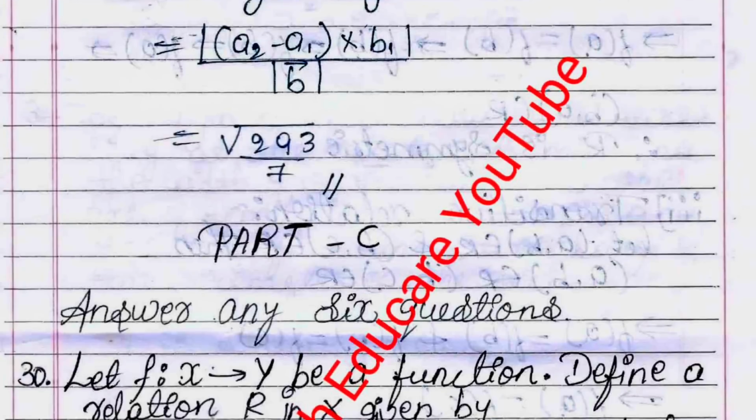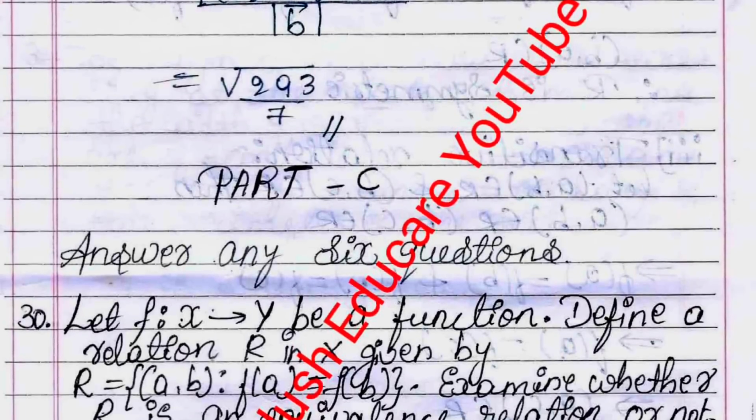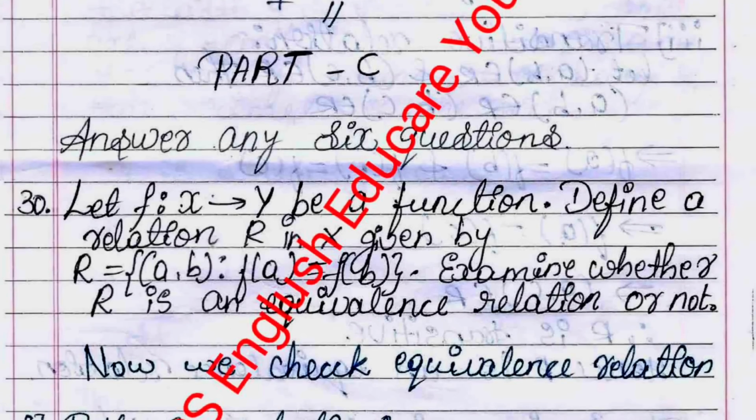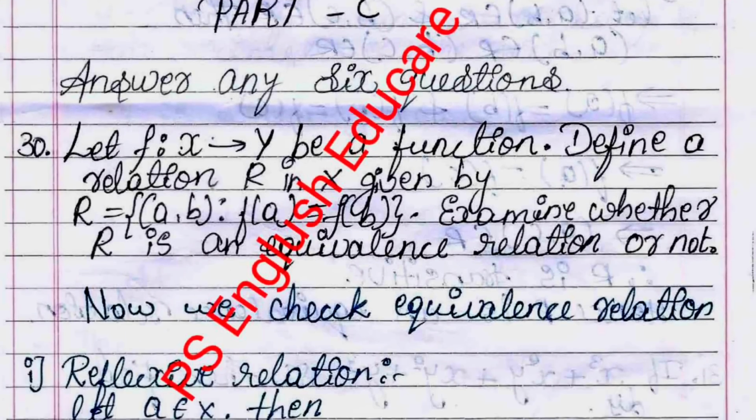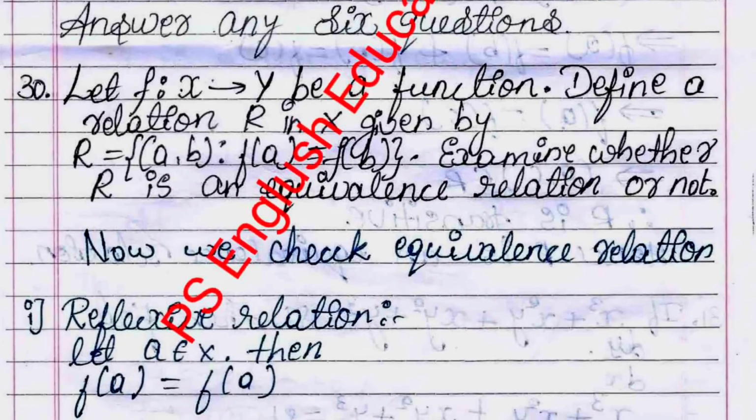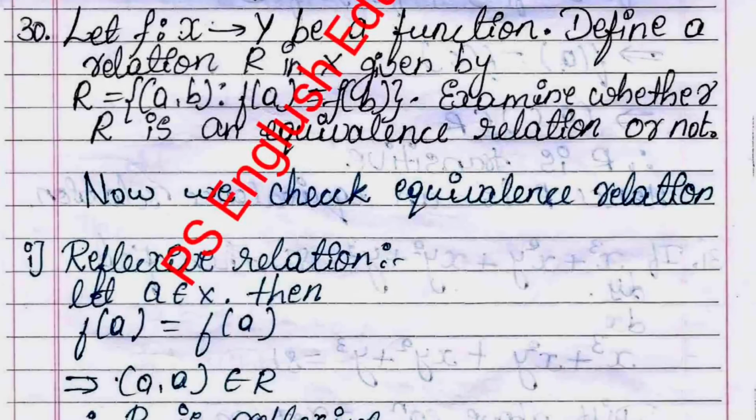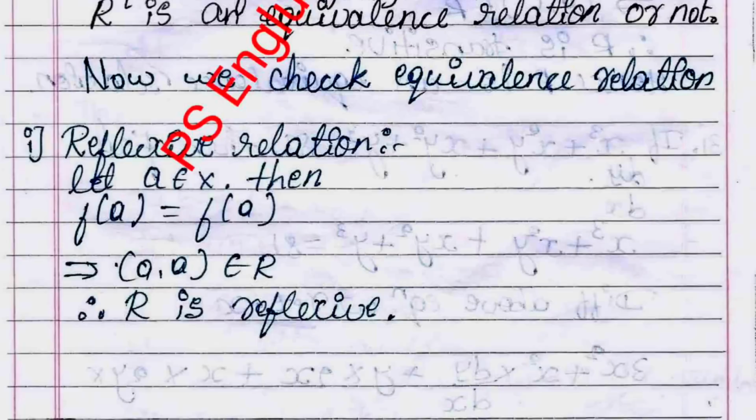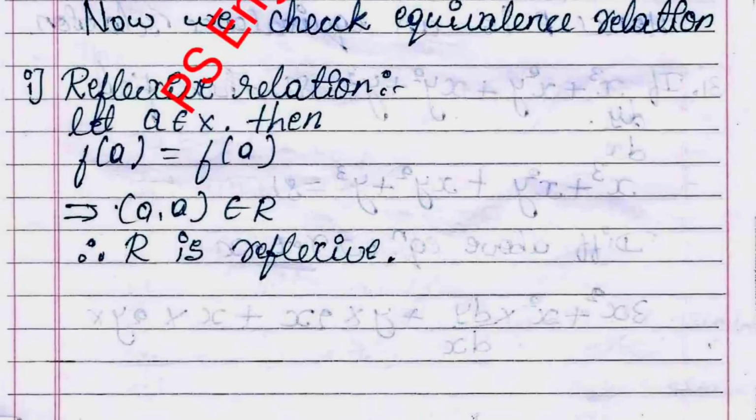Part C. Answer any 6 questions. 30. Let f from X to Y be a function. Define a relation R in X given by R = {(a, b) such that f(a) = f(b)}. Examine whether R is an equivalence relation or not, and the answer is below.